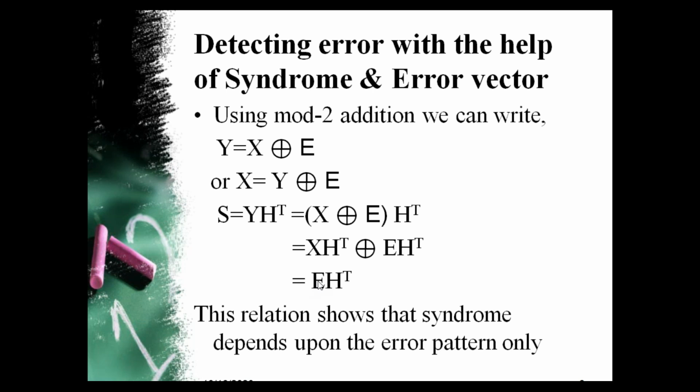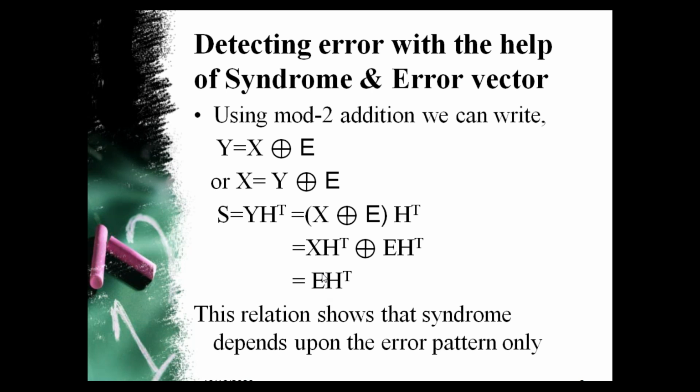The error vector is nothing but a vector which shows non-zero entries in the bit positions where the error has occurred. If it is a 7-bit code word, and in the first and last bit an error has occurred, then we can say that the corresponding error vector has the first bit as 1, the last bit, the 7th bit, as 1, and all the remaining bits as zeros.